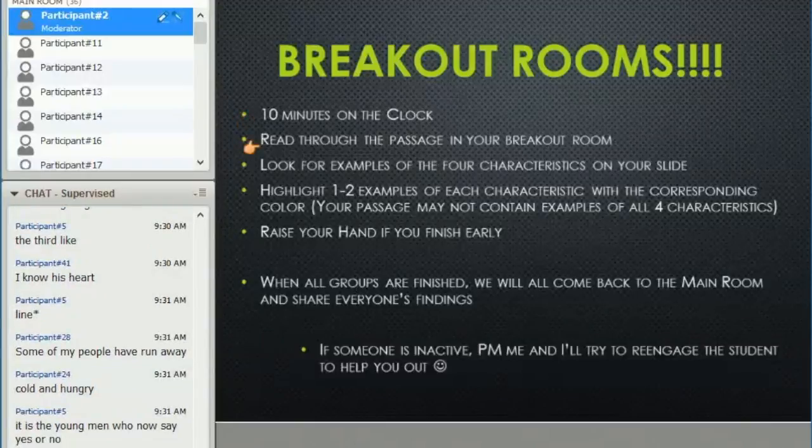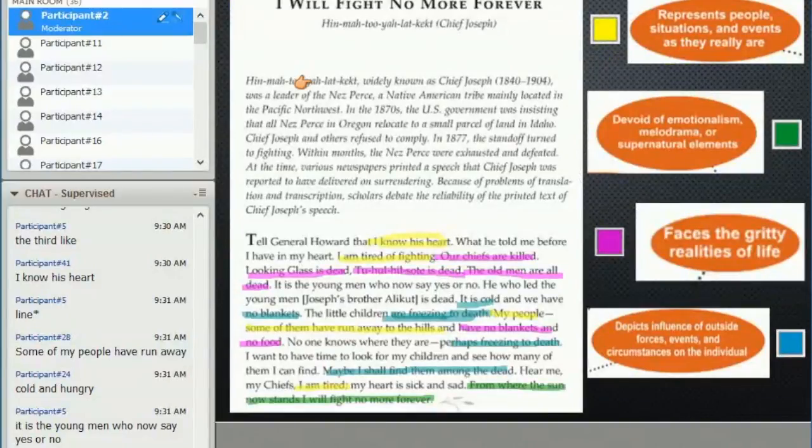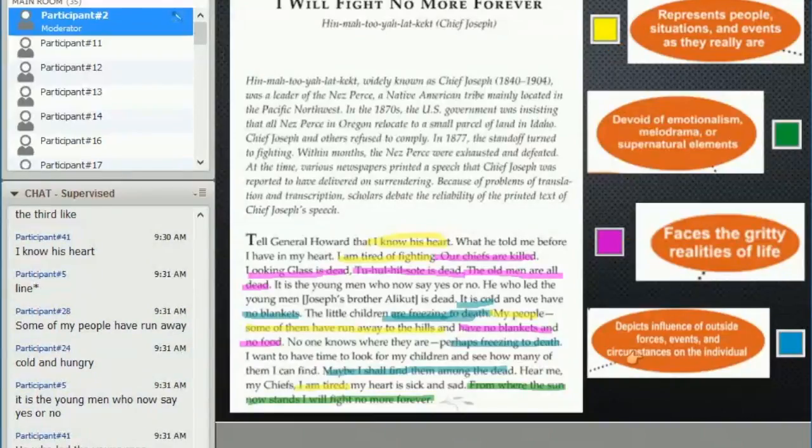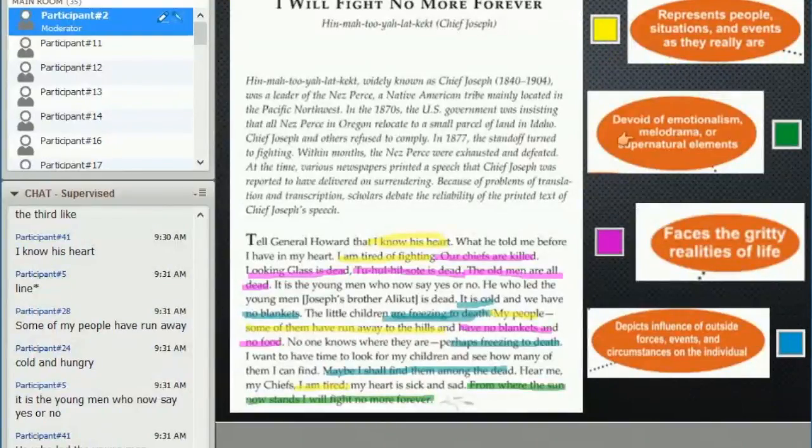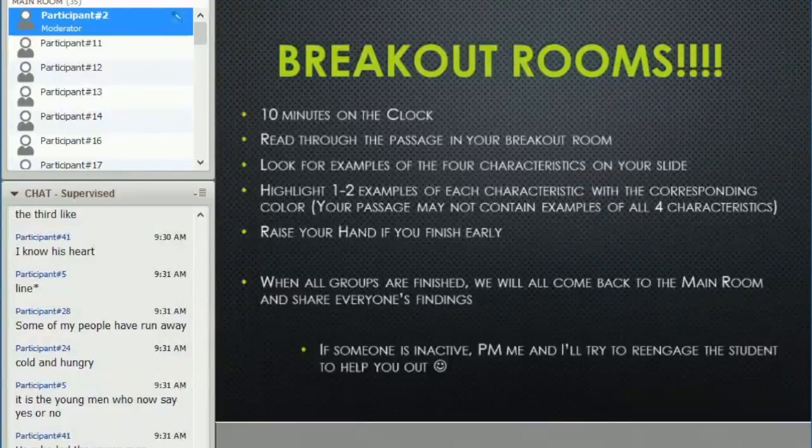We're going to read through the passage in your breakout room, like I did. Look for examples of the 4 characteristics on your slide. The way your slide looks is you'll have a passage on this side, and I have this image over here, these colors with the characteristics. So it'll be pretty easy for you to look for them. You'll remember what they are. And I want you to highlight 1 to 2 examples of each characteristic with the corresponding color. Your passage might not contain examples of all 4 characteristics. Like we almost didn't find the green characteristic, and that's okay. Yours might not have all 4 of them, so don't stress if you're having trouble finding them.